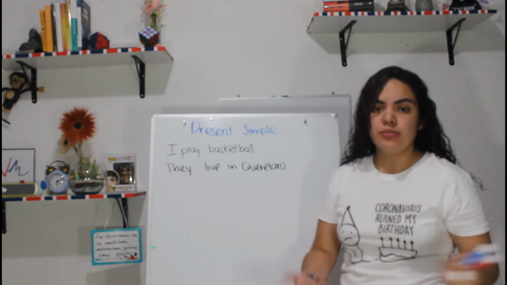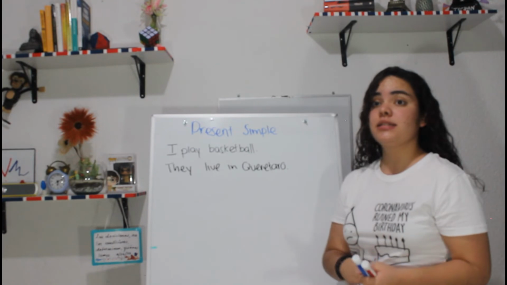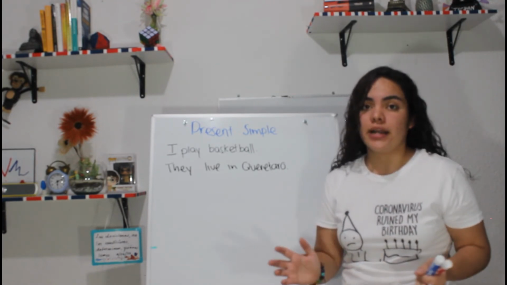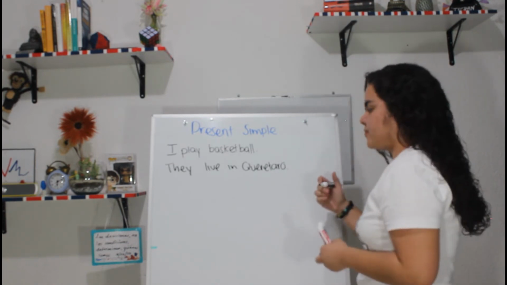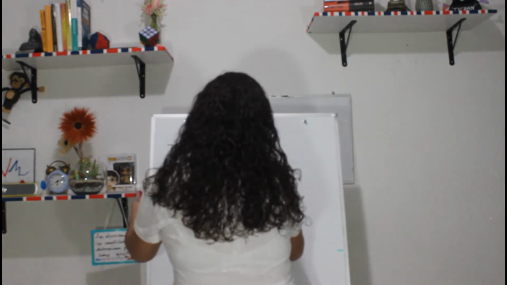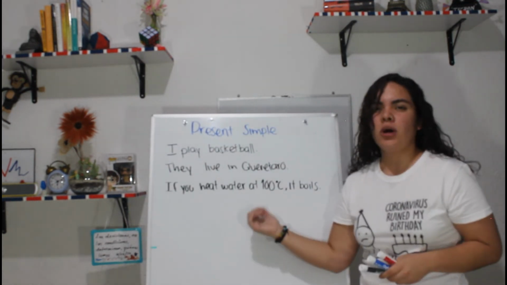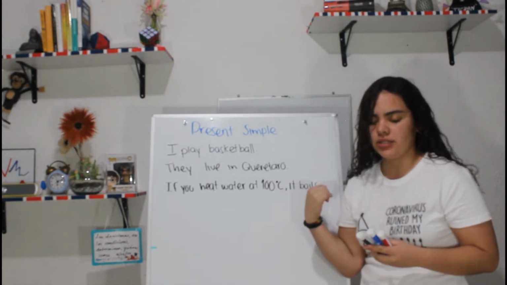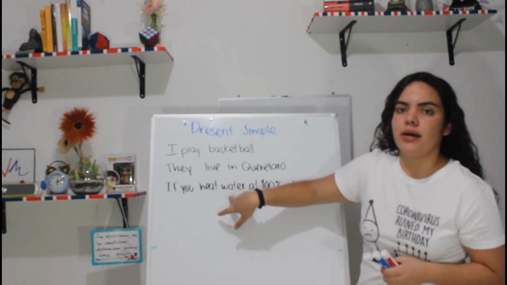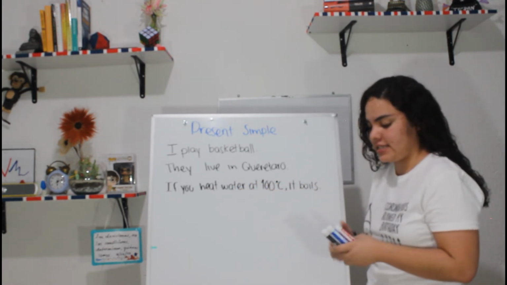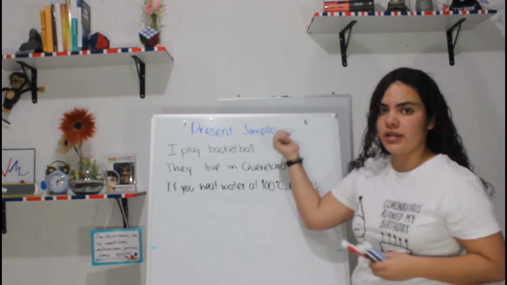Another use of present simple would be to talk about facts or generally accepted truths. So if there is something we know that is true and it's not going to change, we can use the present simple. For example, we know that if you heat water at 100 degrees Celsius, it boils. In this case, since we're talking about water and it's a singular pronoun, we are going to use the important S, the super S, because we are using it for singular to show that it's present simple.